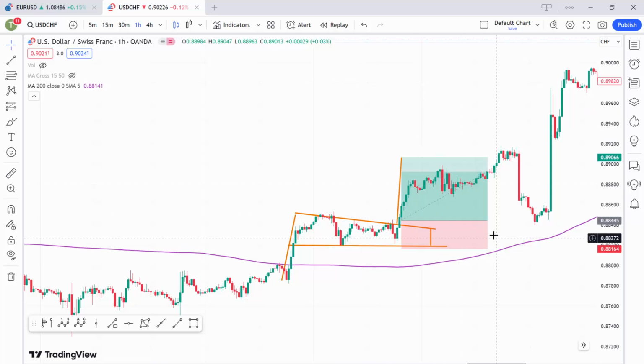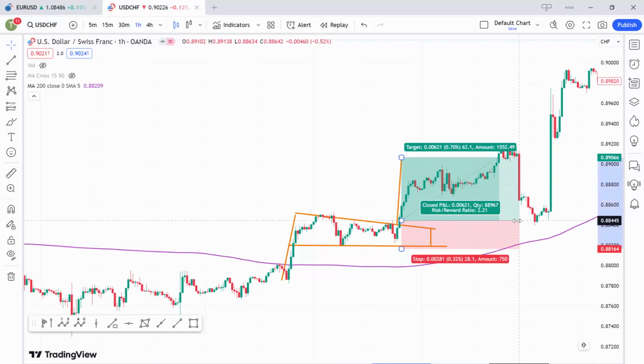And let's see what would happen. Okay, and this would have been a profitable trade. A really good risk reward ratio, which means that for every $1 we invest, we get $2.21 back. Okay, good trade.